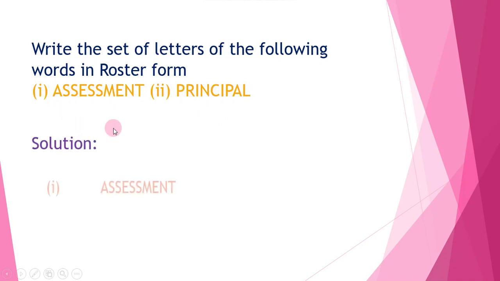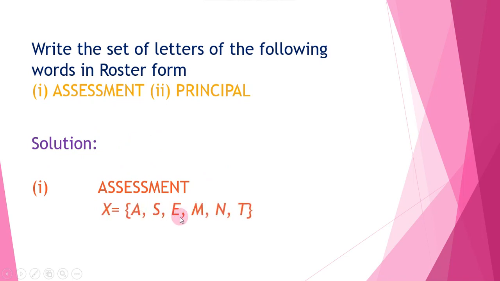Let us see the solution. See the assessment. A only one time, S four times, E twice, and M, N and T only one time. So we must write each only one time. So {a, s, e, m, n, t}. Here S comes four times. You don't want to write four times, just write it only one time. The same way E comes two times, so write it only one time.